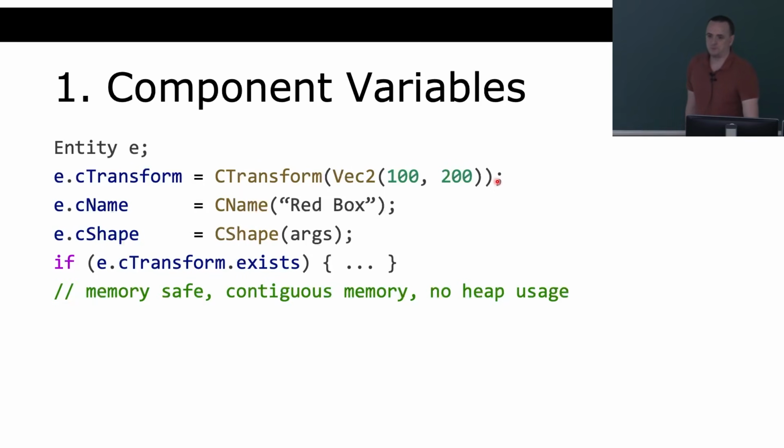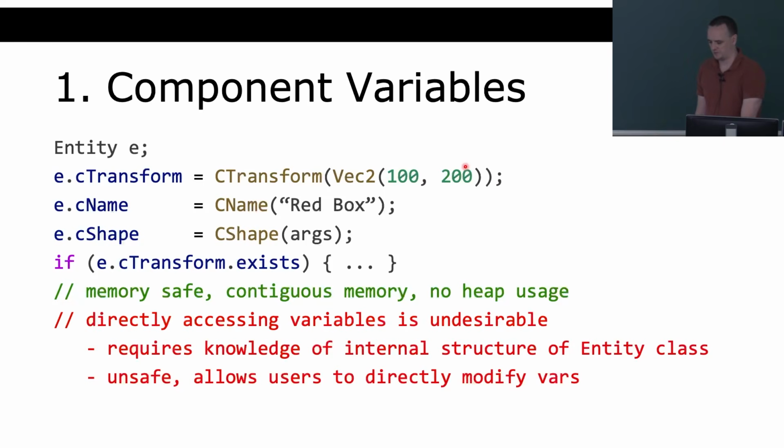So the benefits are going to be in green, and the detriments are going to be in red. Apologies to colorblind people. A good thing, this is memory safe. It's contiguous memory. There is no heap usage, so it's pretty fast. However, there are some downsides to this. Directly accessing variables is undesirable for many different reasons.